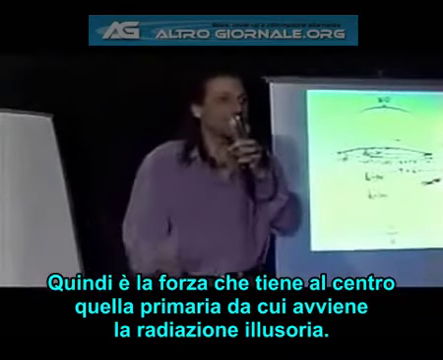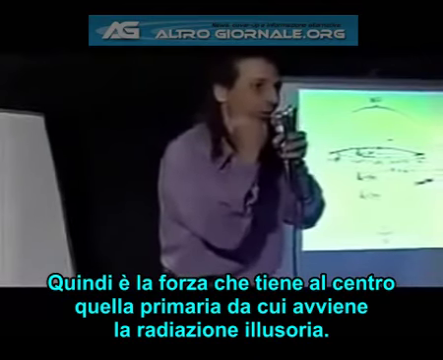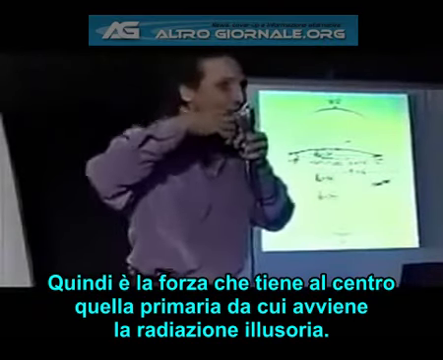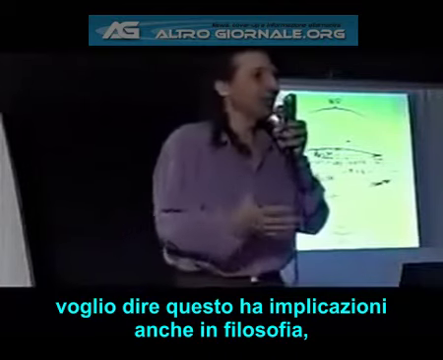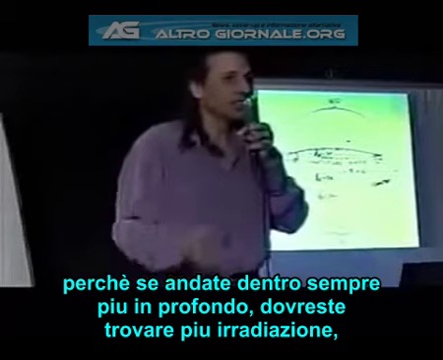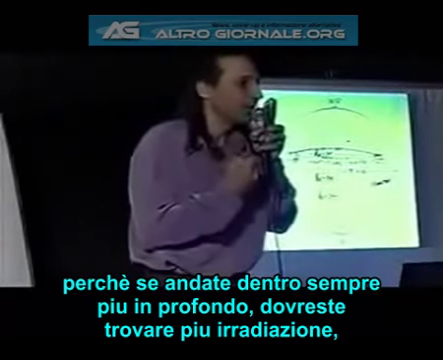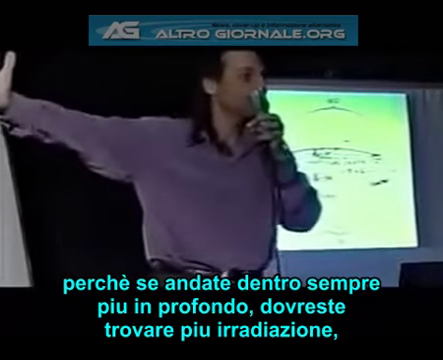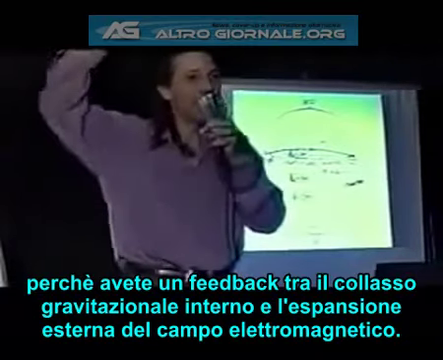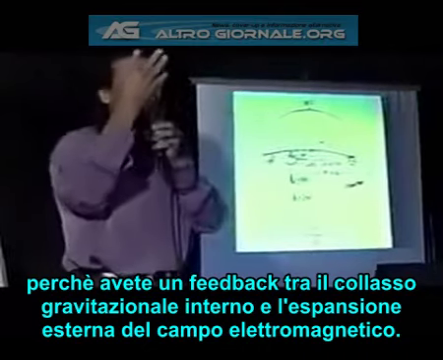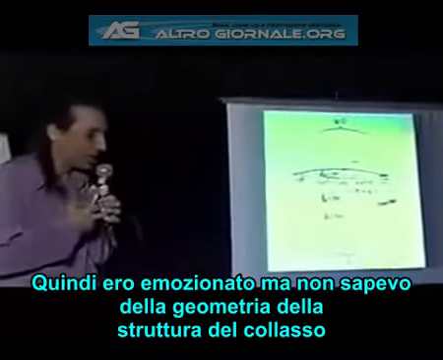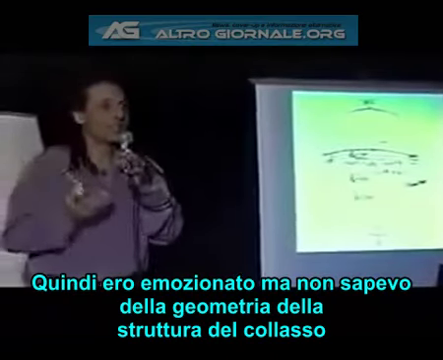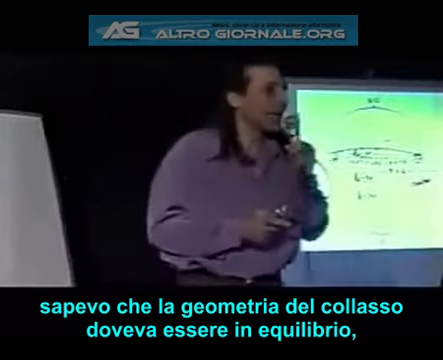You guys follow me? So actually the force that holds to the center is the primary force from which the illusionary radiation occurs. Do you see what I'm saying? I mean, that has huge implication in philosophy as well. Because if you go inward deeper and deeper, then you would expect more and more radiance to occur. Because you have a feedback relationship between the internal gravitational collapse and the external expansion of the electromagnetic field. So I was really excited about that, but I didn't know what was the geometry or the structure of the collapse. I knew one thing, is that the geometry of the collapse had to be in equilibrium.